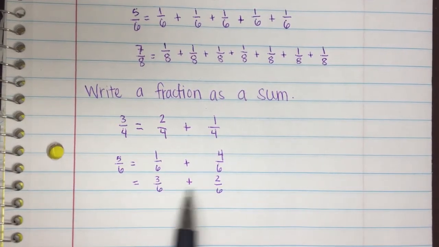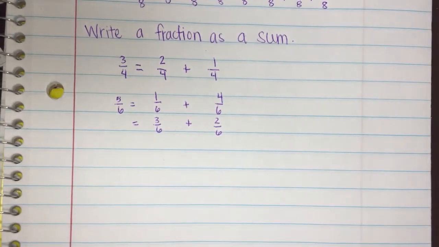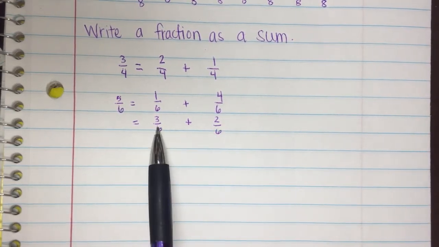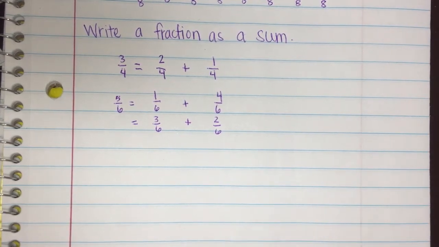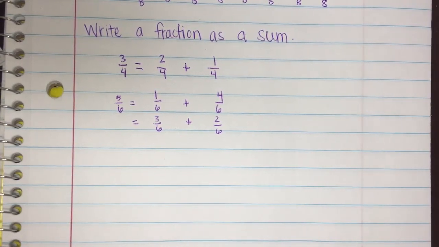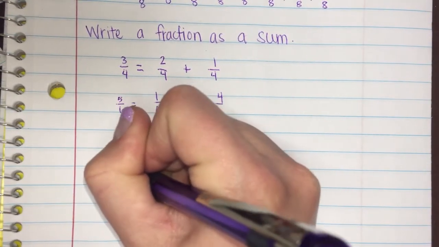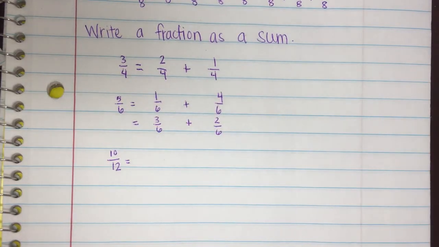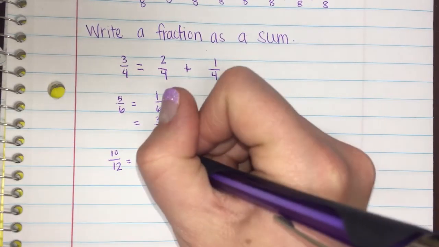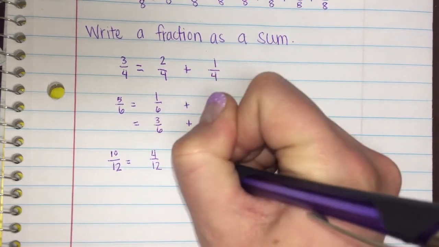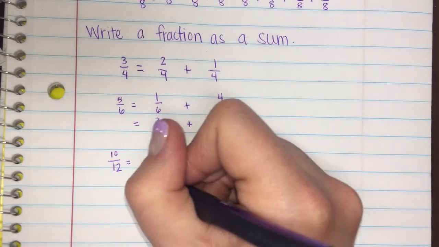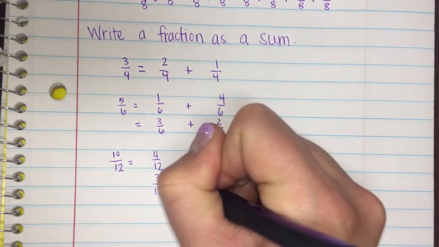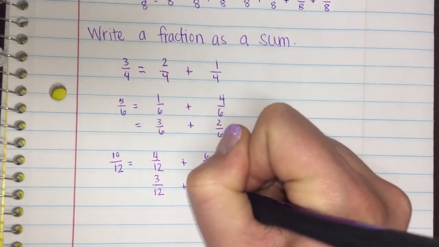Now, you don't only have to use 2 fractions. Sometimes it can be broken up into more than 2 add-ins. Maybe you have 3 add-ins. Maybe you have 4 add-ins. Really, this lesson doesn't ask you to do it a specific way, so you can choose whichever way you want to do it. Let's try 10/12. Well, 10/12 can be broken up into 2 different fractions. I could do 4/12 plus 6/12. I could even do 3/12 plus 7/12.